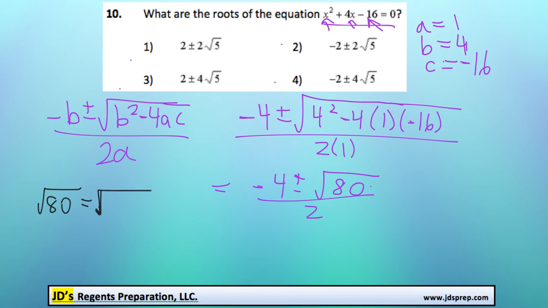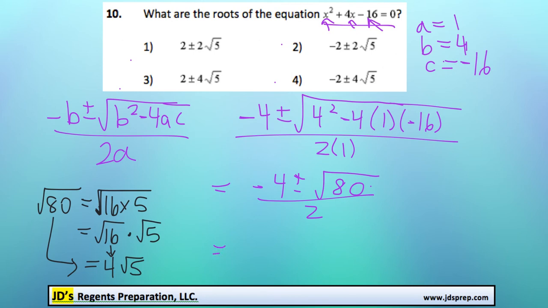So anyways, the square root of 80 is the same thing as the square root of 16 times 5. And we can think of that as the same thing as the square root of 16 times the square root of 5. And of course, the square root of 16 is simply 4. So root 80 is the same thing as 4 root 5.